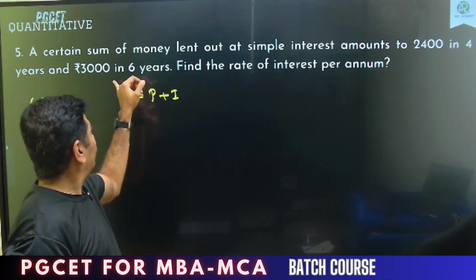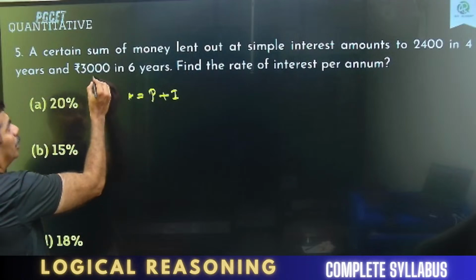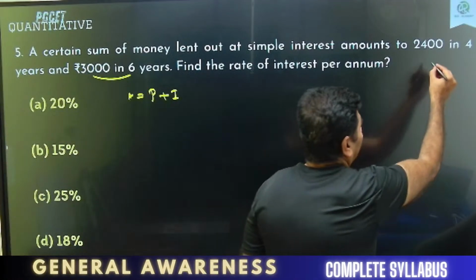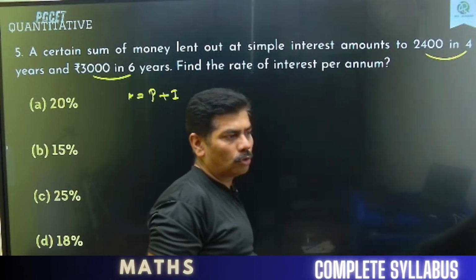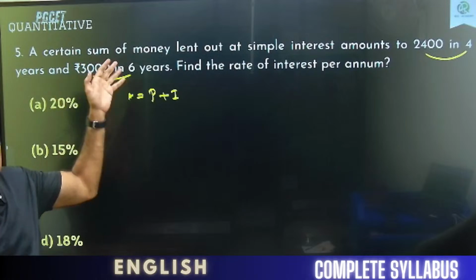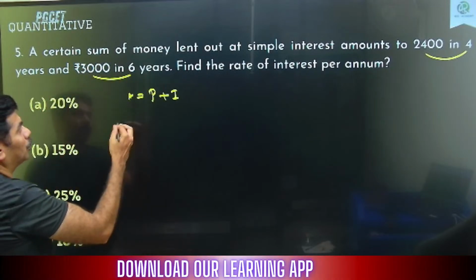Okay, 6 ವರ್ಷ ಇಟ್ಟ ಮೇಲೆ ನಮ್ಮ ಅಮೌಂಟು ಎಷ್ಟಾಯಿತು? 3000 rupees ಆಯಿತು. 3000 rupees at the end of 6 years. Matte at the end of 4 years, it became 2400 rupees. Okay, so this is the amount. Remember, this is not the interest. This is the amount. So now we'll take the difference.